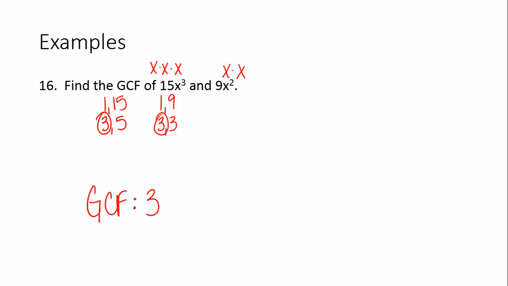This is where it gets a little tricky. With the coefficients, we're looking for the largest number, so we took the 3. However, with the variables, you're looking for the smallest number in common. The most x's this term has to give are 2, so they can only share 2. So the greatest common factor is 3x squared. It can't be 3x cubed because the 9x squared doesn't have that third x to give or to share or have in common. Hopefully that makes sense.